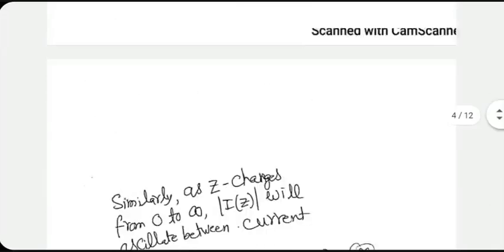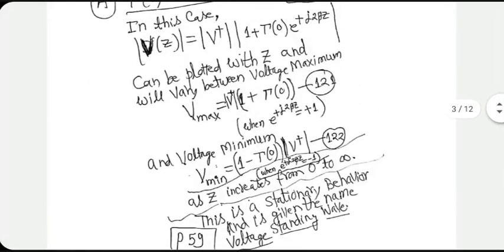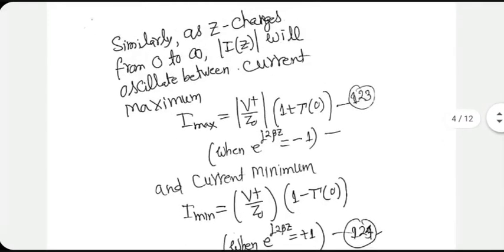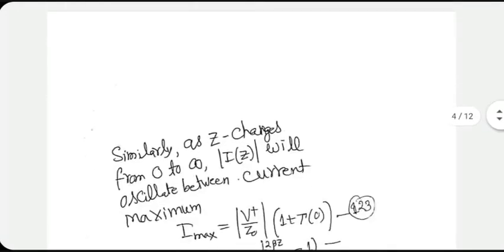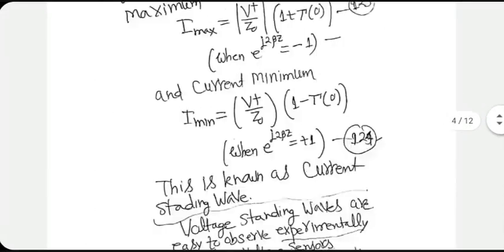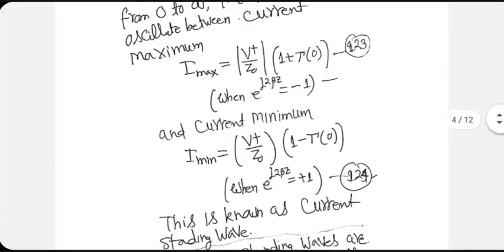when voltage is maximum, that means when e to the power j2 beta Z is plus 1, that is the time when you will see current as minimum, because there is a minus sign in the current equation. And when voltage is minimum, then you will see maximum current. When voltage is maximum, you will see minimum current. These are complementary quantities. They don't see maxima together.